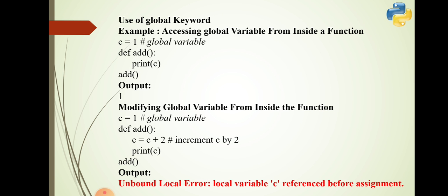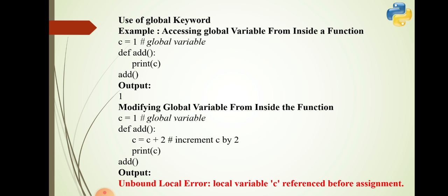Now it produces an error. What kind of error? An UnboundLocalError. That means the local variable C is referenced before assignment. Okay, what they are saying is, the local variable C is referenced before its assignment.